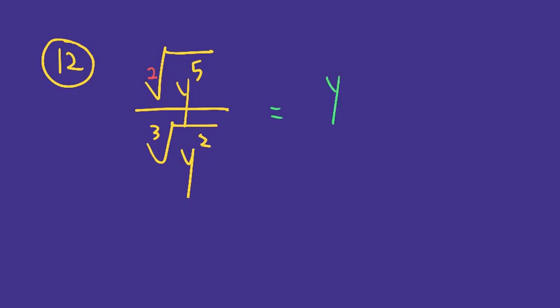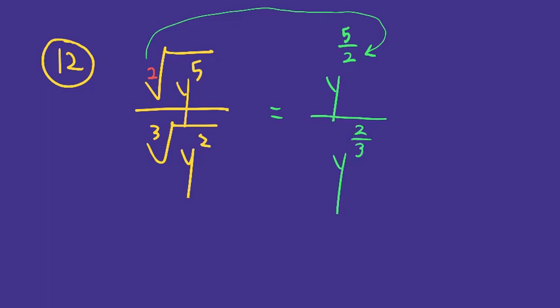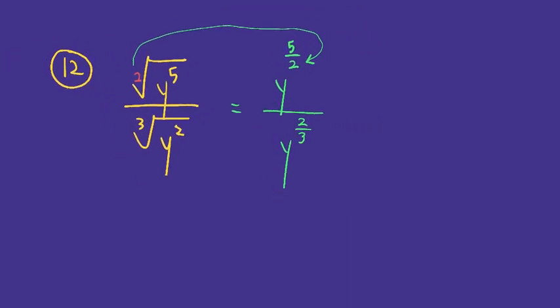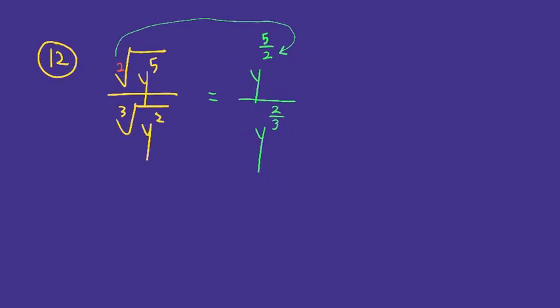The power is going to go on top, y to the 5th power, the index, the 2, on the bottom. Index on bottom, power on top, and then same thing with the y. You got the 2 on top, which is the power, the index, which is 3, on the bottom. And as long as you can do that, then we're just subtracting exponents.